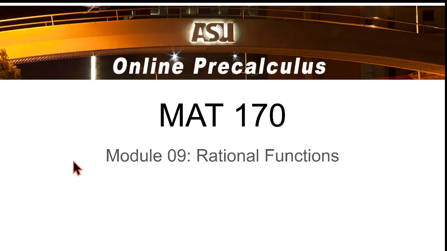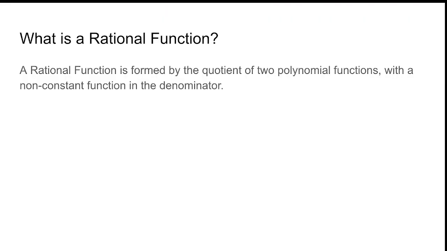Now we're ready for Module 9. We're going to talk about rational functions. Rational numbers are fractions, and so we're going to take a look at what that is going to give us as far as functions. So a rational function is formed by the quotient of two polynomial functions.